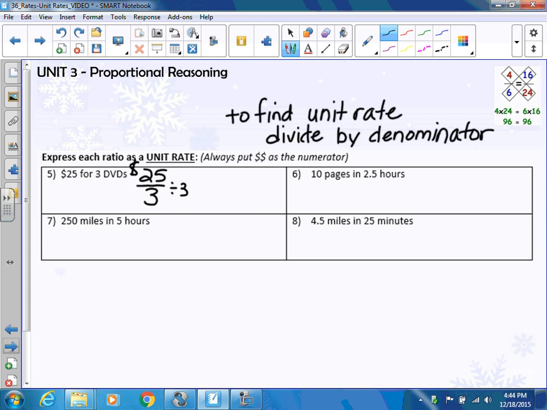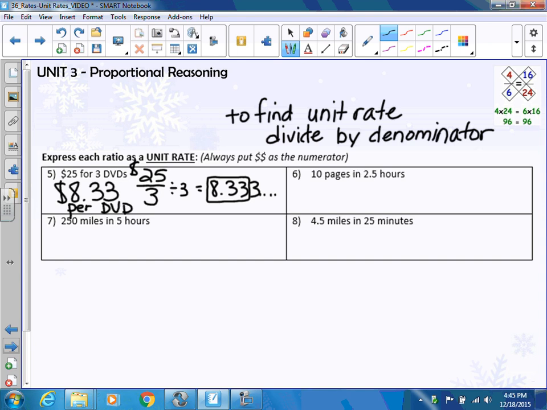25 divided by 3 gives me a decimal, which is 8.3333333333333. I'm going to look at it in money, so I'm going to just look at these. So basically, it's like having $8.33 per DVD, or for one DVD.